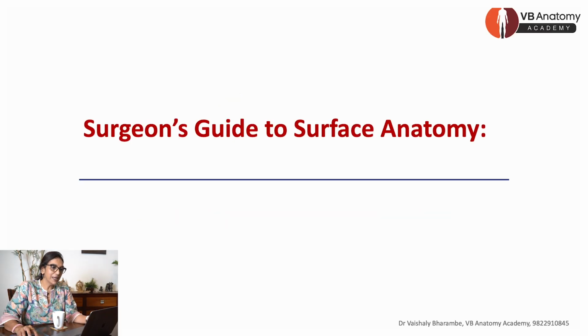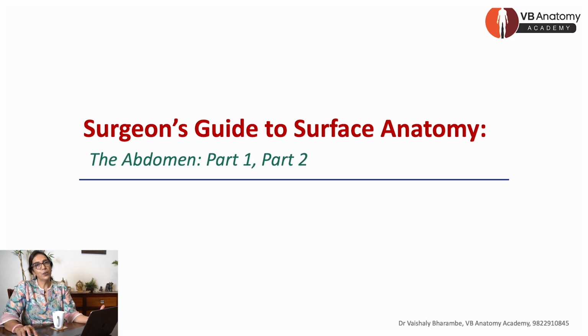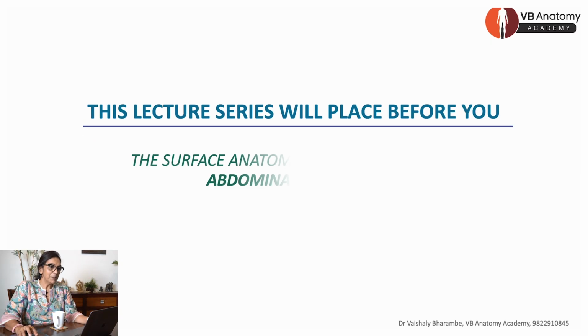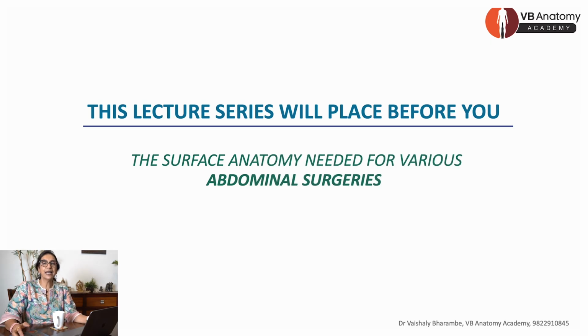With that thought in mind, I have brought you Surgeon's Guide to Surface Anatomy, Abdomen Part 1 and 2. So I'll be bringing a whole series. There will be the surface anatomy for thorax, there will be surface anatomy for upper limb, head, neck region, and so on. In this series, we're going to talk about abdomen 1 and then abdomen 2. So this lecture series, what does it do for you? It places before you the surface anatomy needed for abdominal surgeries.